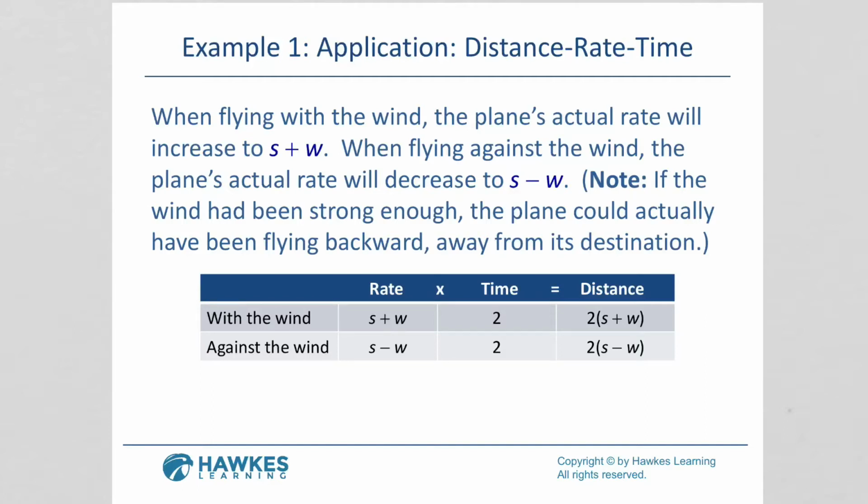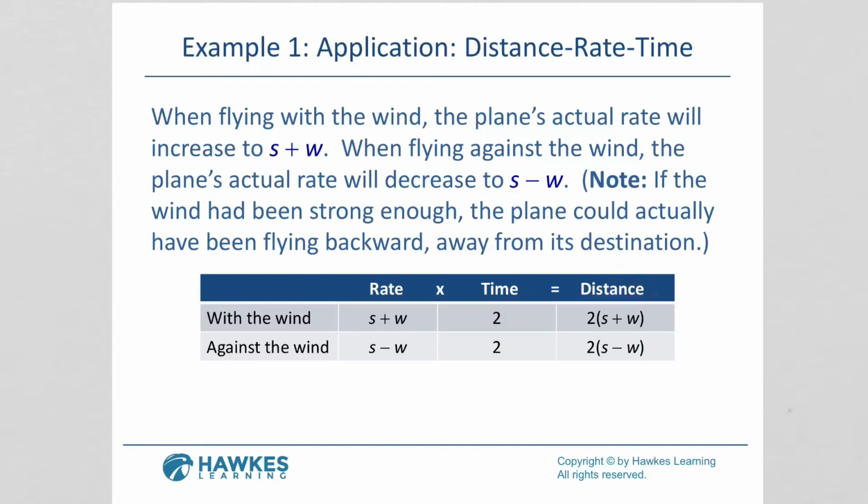So you'll notice here we have a table. We have rate times time equals distance, so that's the formula we're going to use. We've determined what the rates are for each situation. One situation is with the wind, the other is against the wind. The rate with the wind is S plus W. The rate against the wind is S minus W. In both situations, they flew for 2 hours.